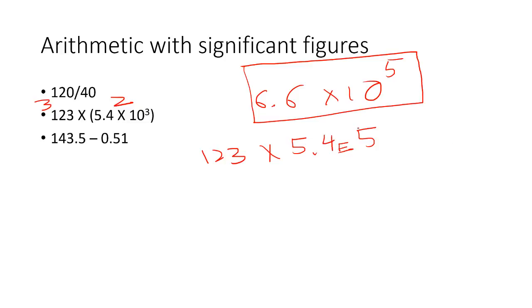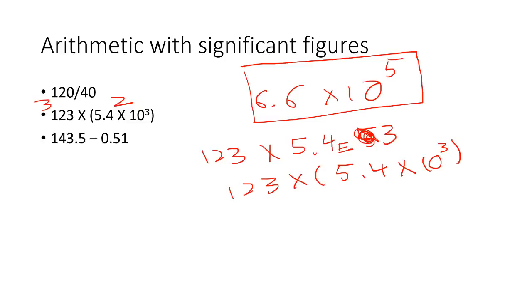Sorry, that should not be a 5. That should be a 3. I was looking at the wrong problem. Sorry about that. 5.4 E3. So what that does is that tells the calculator to put in 123 times 5.4, and that E stands for times 10 to the power of the number you put there. So that's just a shorthand way of doing it that can make it easier to put in your calculator.